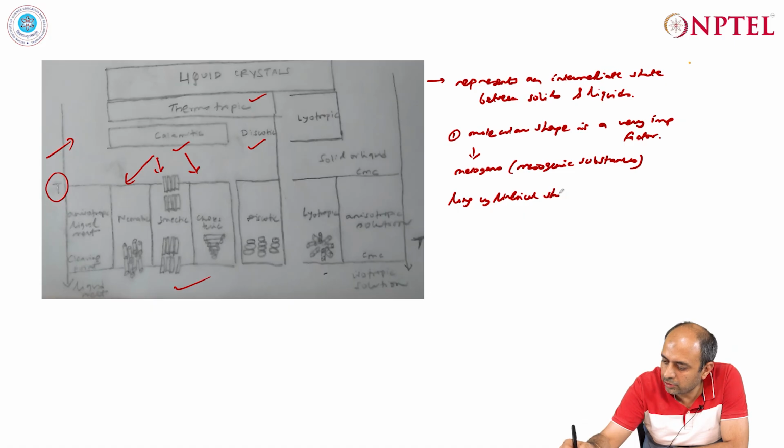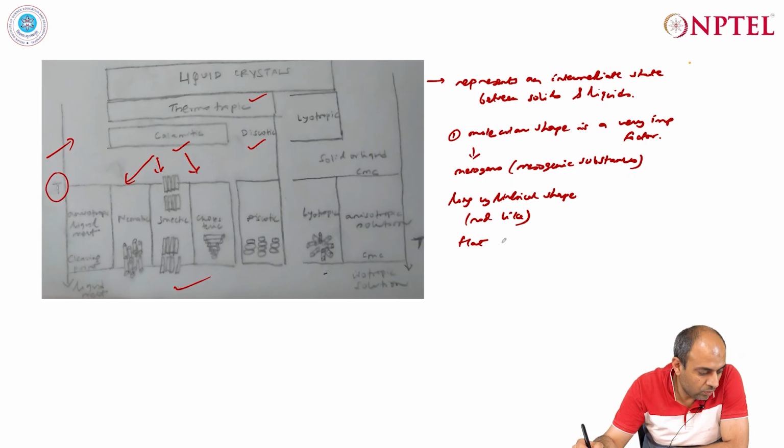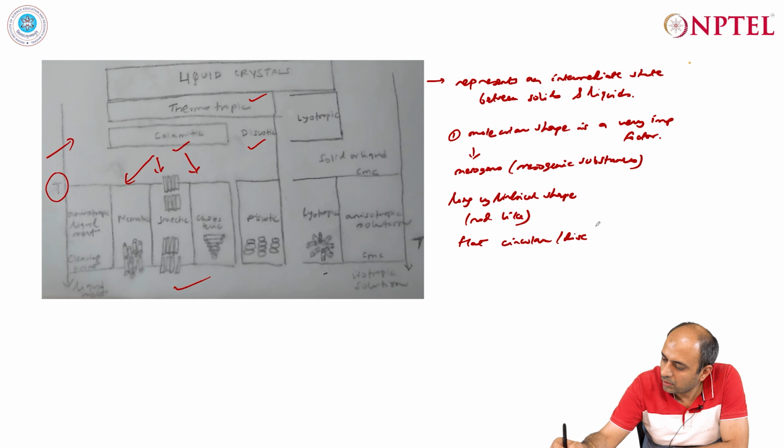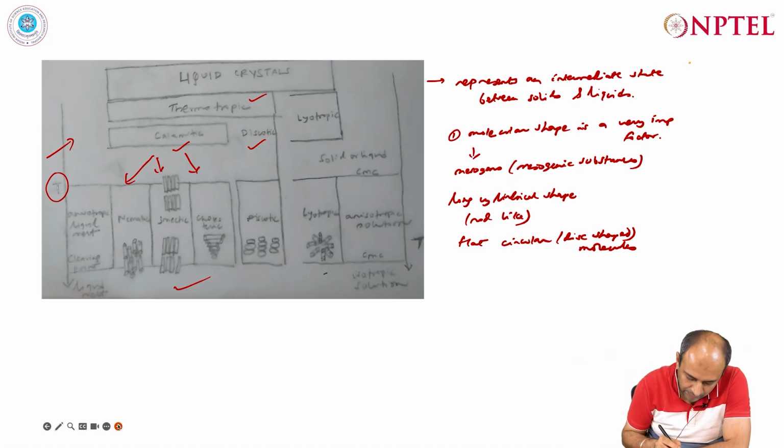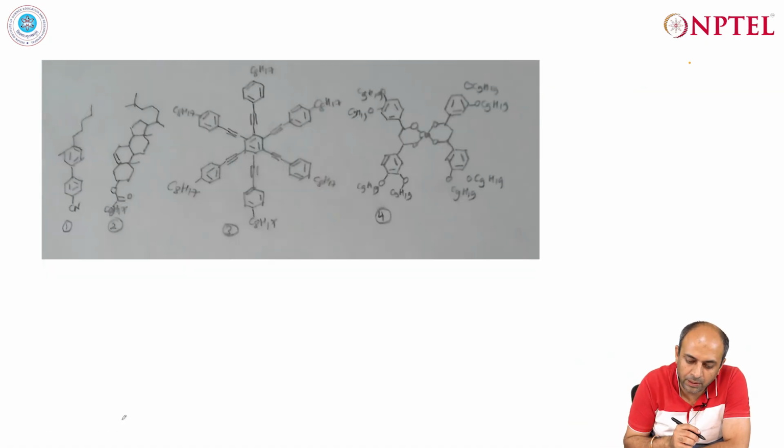long cylindrical shape, that is rod like, or they can exist in flat circular dish shape molecules as well. For example, let us look at a couple of examples.